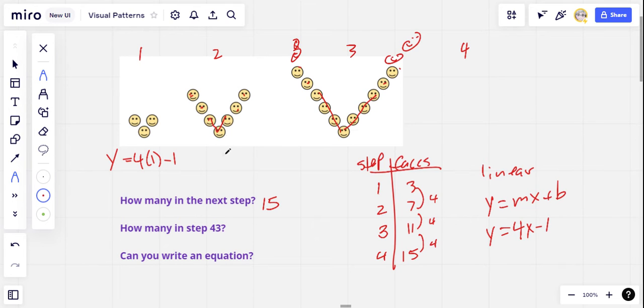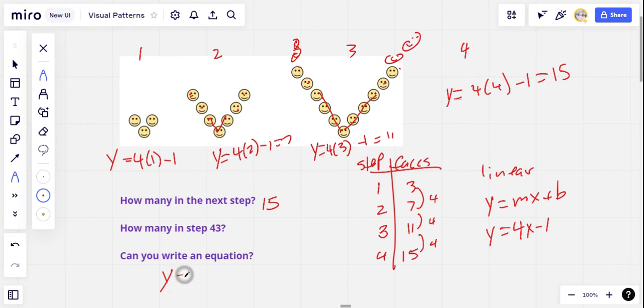Let's test that, make sure we're on the right track with step number 2. So y equals 4 times step 2 minus 1. 4 times 2 is 8, minus 1 is 7. Yeah, there are 7 smiley faces there. Try it with step 3, y equals 4 times 3, step 3 minus 1, that's 12 minus 1 equals 11. Yep, that's how many there. And let's test with our prediction here in step 4. So y equals 4 times step 4 minus 1. 4 times 4 is 16, minus 1 is 15, and that's exactly what we predicted. So all this seems to check out. We can be confident that our equation is y equals 4x minus 1.